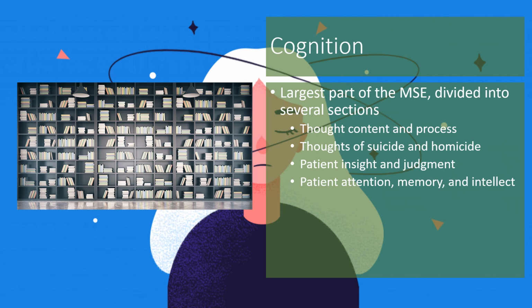And you can kind of see where we cater our mental status exam, and we really cater the cognition section to the kind of medicine that we're practicing and the kind of patient that we're talking to. But here are the general sections that we divided into: thought content and process, thoughts of suicide and homicide, patient insight and judgment, and then kind of the patient attention, memory, and intellect.